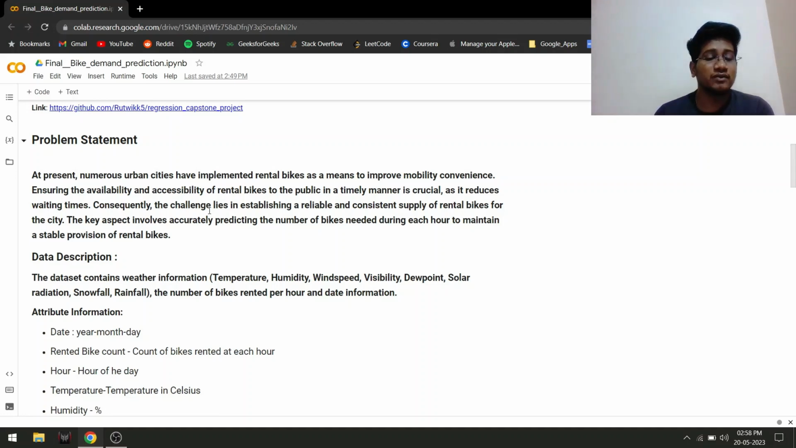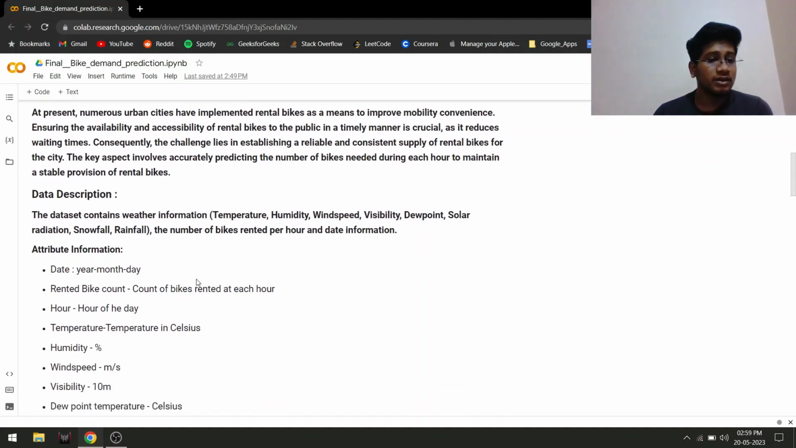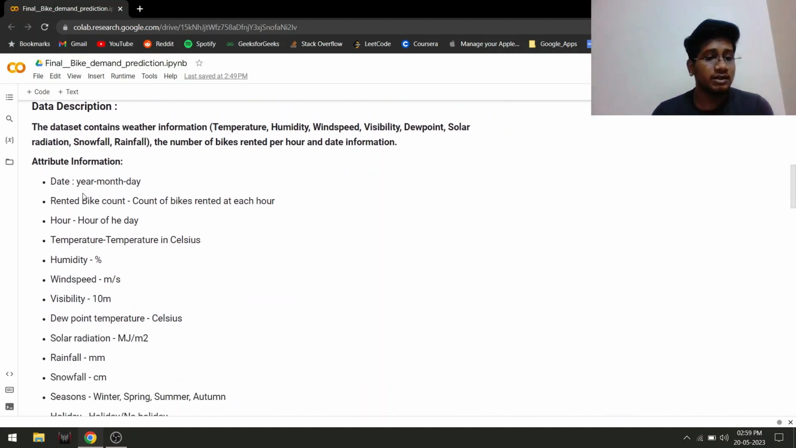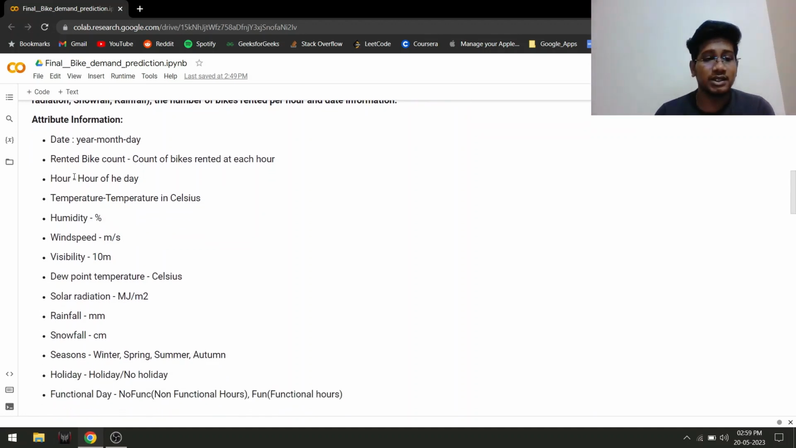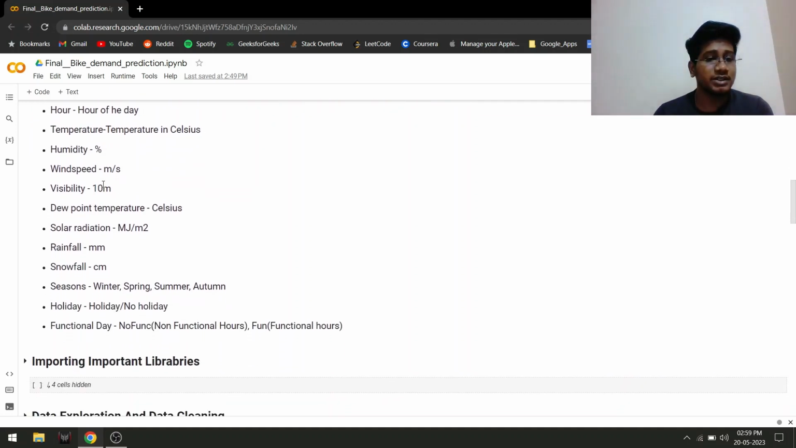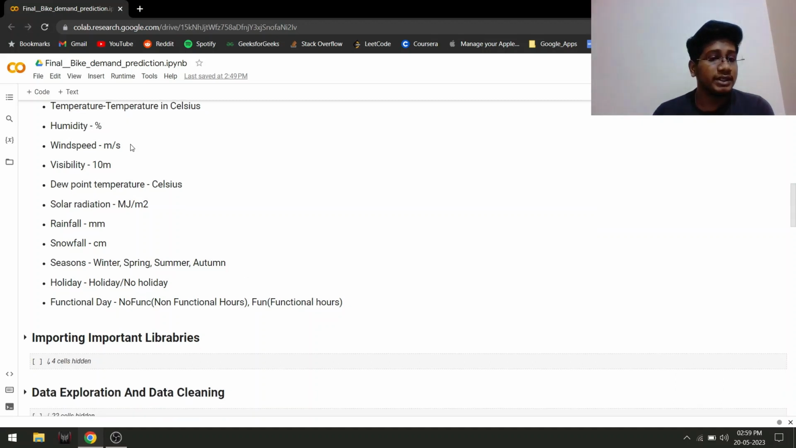The data description we have been provided with has different attributes such as date in year, month, and day, rented bike count, hour, that means the hour of the day, temperature, humidity, wind speed, visibility, dew point temperature, solar radiation, rainfall, snowfall, seasons, holiday, and functioning day.